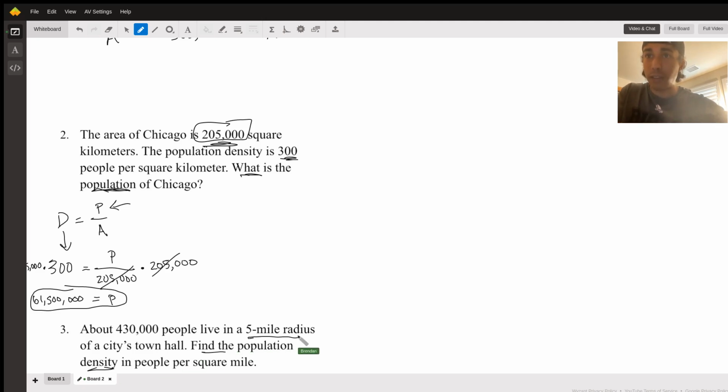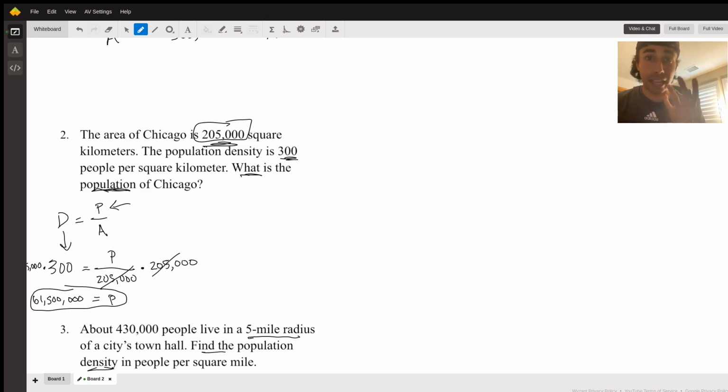It's in a 5-mile radius. What that tells us is we've got this circular region with a radius of 5, and that is the area. We've got 430,000 people within that circular area right there. So we need to figure out what the area of that is, because whatever that number is, that's going to go right here, and we do that division to find the density.